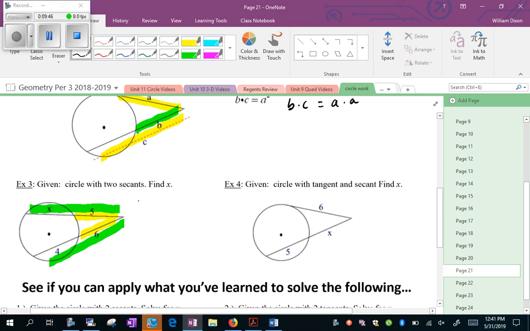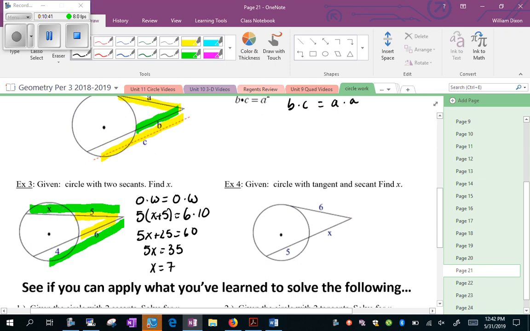So when I set this up, O times W equals O times W. So I'm going to have 5, the outside amount, times the whole amount, x plus 5. That's going to equal my outside amount, again the yellow, 6, times my whole amount, which is 10, 6 plus the 4. So I'm going to distribute. I'm going to have 5x plus 25 equals 60. I'm going to subtract 25. I'm going to have 5x equals 35. X equals 7.